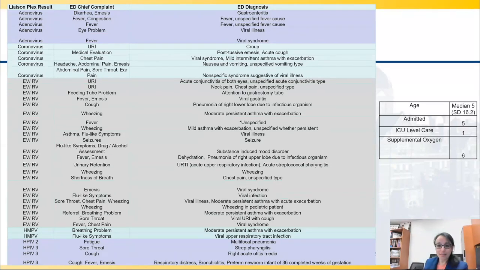Sorry, this is a busy table, but I just wanted to show that when we did a review of the clinical data, it did actually indicate that many of those patients left the ED and were discharged with either an unspecified diagnosis or viral syndrome. And a lot of those patients presented with moderate to severe disease. For example, you can see here some of the diagnoses showing as croup, asthma exacerbation, respiratory distress, and pneumonia.